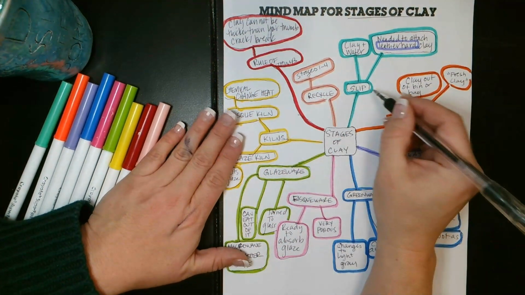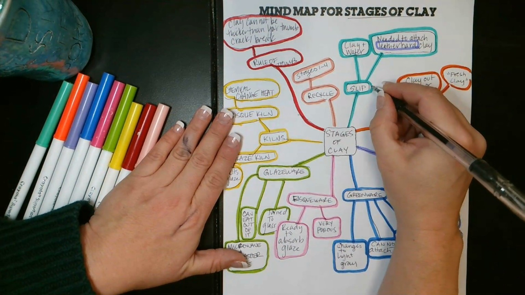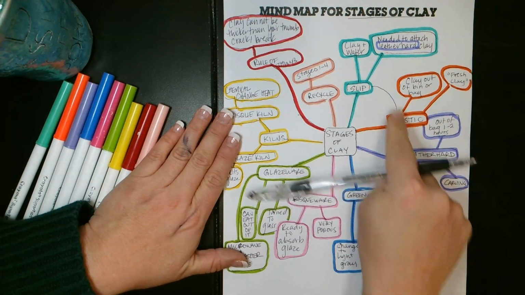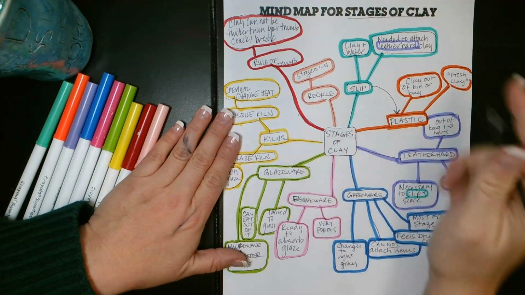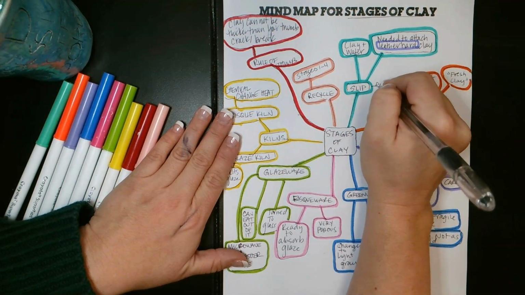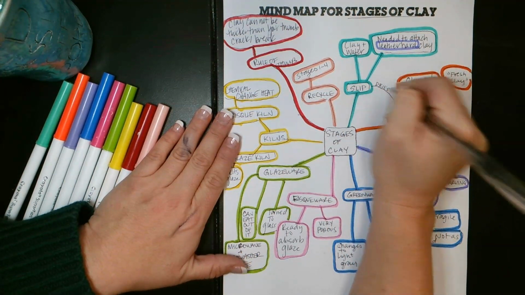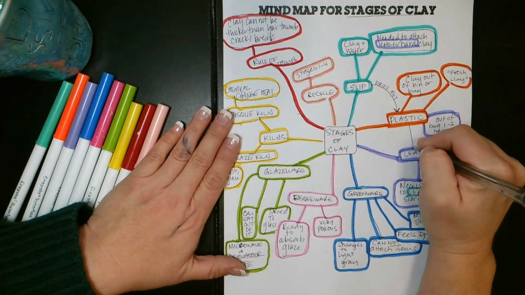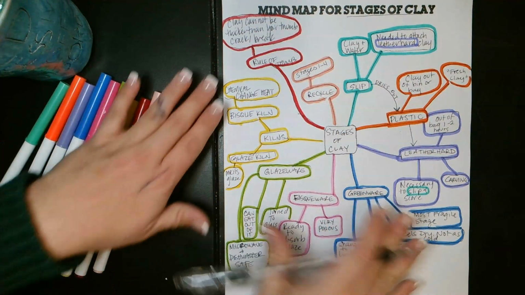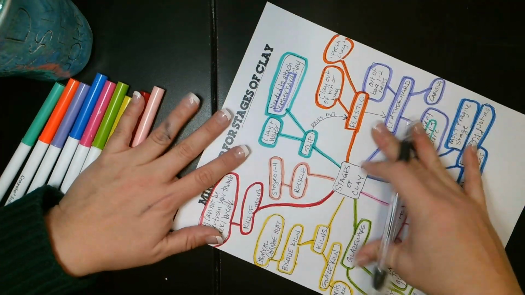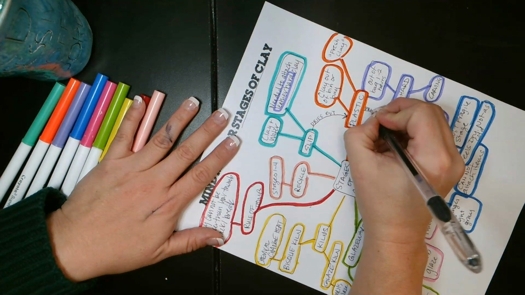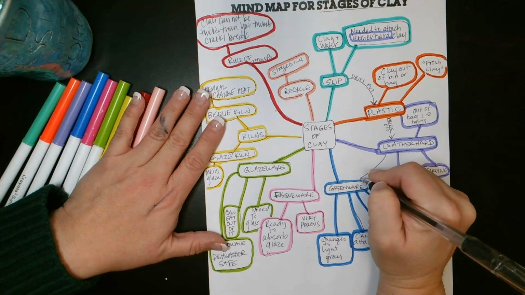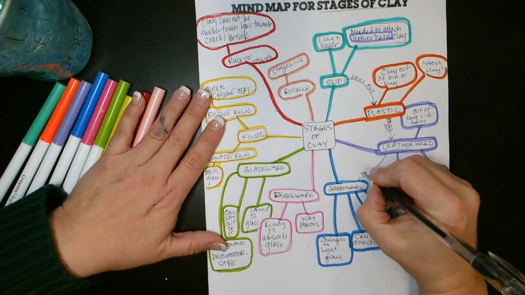But from slip to plastic, I can make that same arrow because it is a direction, right? It's not drying out that way. It's going this way. And I can just write along the arrow, D-R-I-E-S, out. And so in that way I have some more connections, right? So it dries out. I can turn my paper. And then from leather hard to greenware, it dries out.